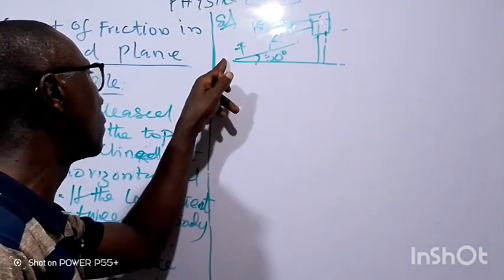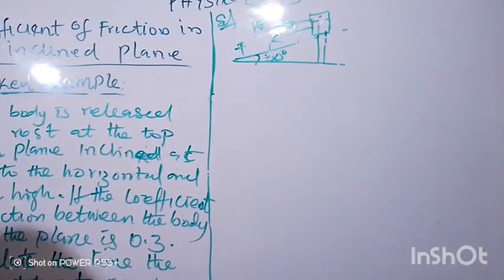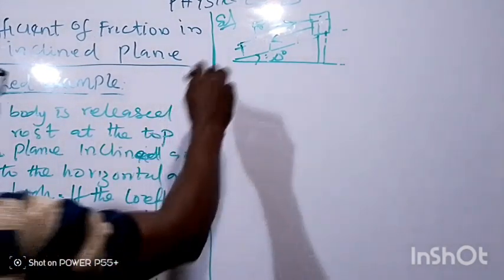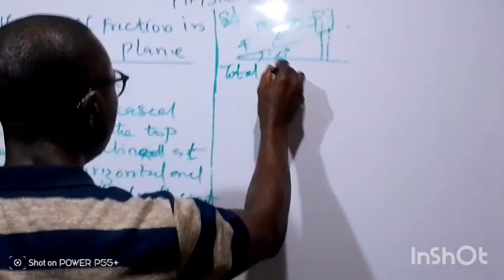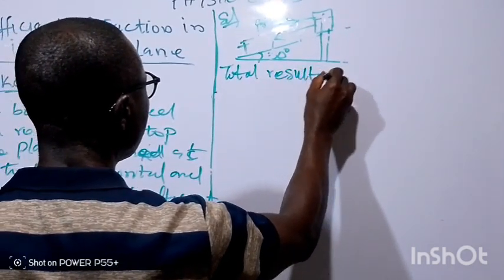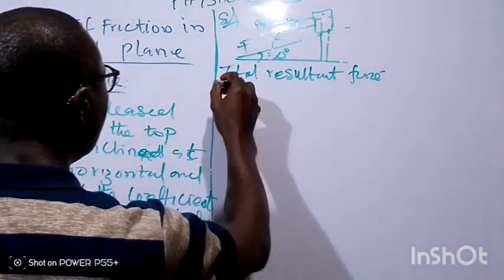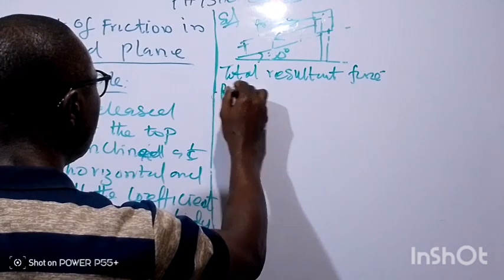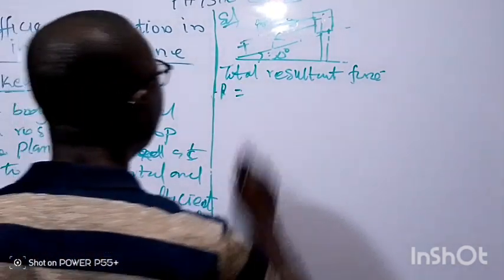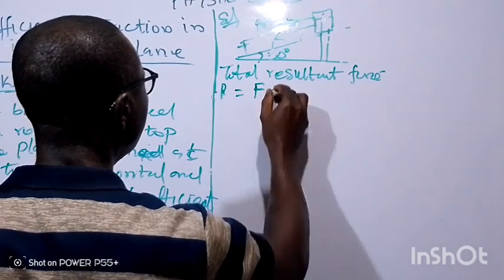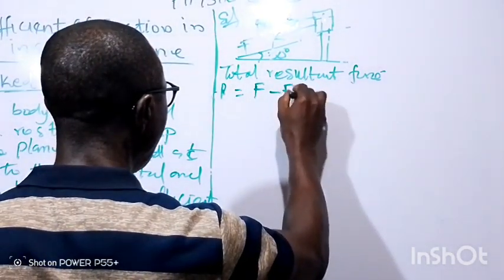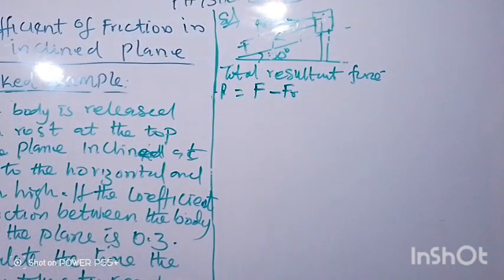So we now have to calculate the time taken for this body to reach the bottom of this plane. Now, from what we've drawn on the board, the total resultant force P will be equal to F minus Fr. Now, according to the question, the body accelerates, so that is equal to ma.